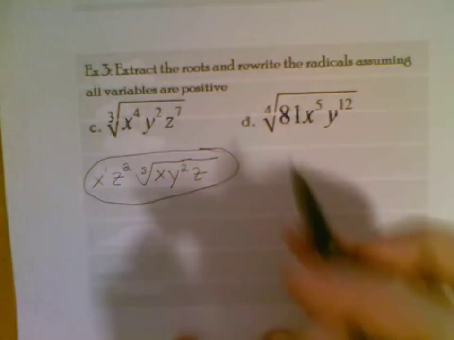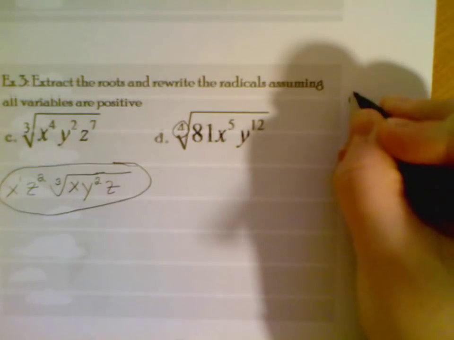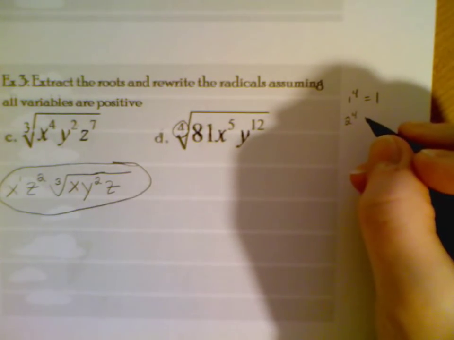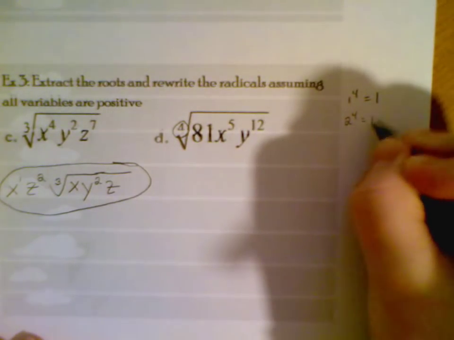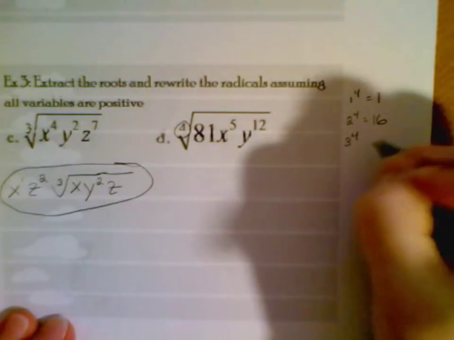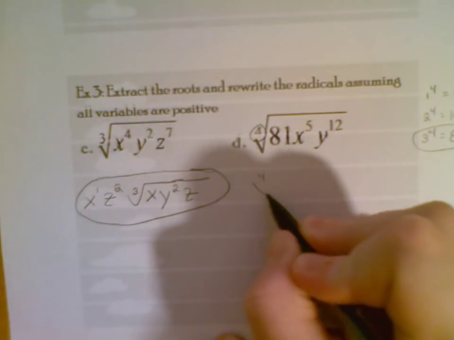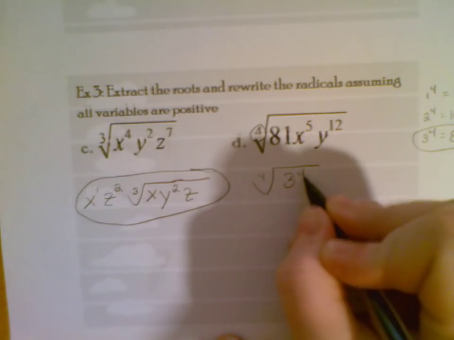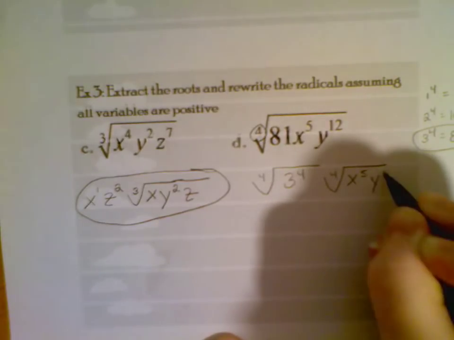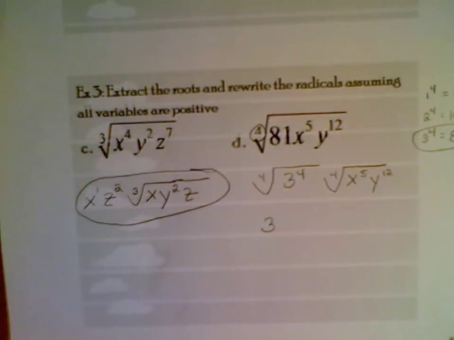Okay, over here, so we've got a 4th root, so let's make a list of some. So 1 to the 4th is 1, 2 to the 4th is 16, 3 to the 4th is 81, so right there's our winner. So this is the 4th root of 3 to the 4th, and then let's just separate our variables and we'll deal with those kind of separately. So these are inverses of each other, so I know I'm going to have a 3.